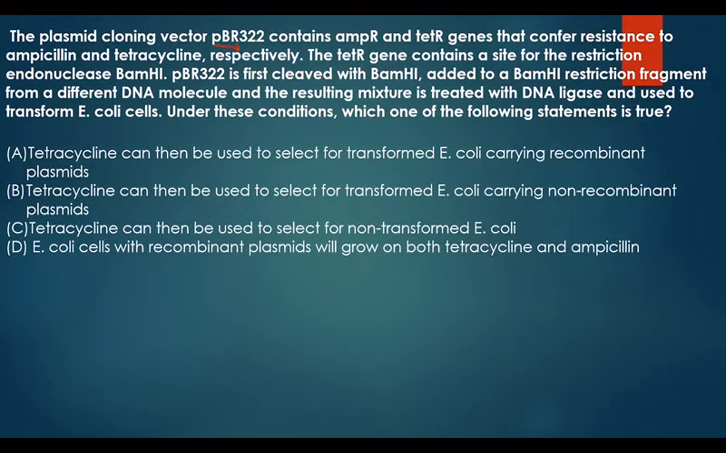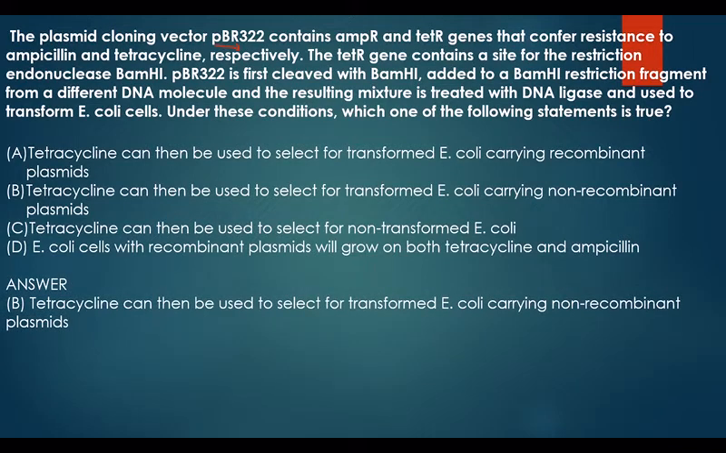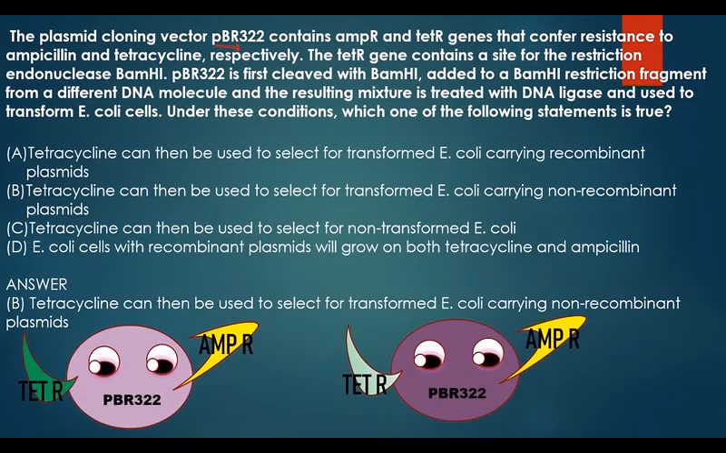So here what happens, the tetracycline gene contains the site for endonuclease BamHI and it is cleaved by BamHI. Then another BamHI restriction fragment from a different DNA molecule is joined using DNA ligase. This means the site is cut and another fragment is introduced and ligated. So when it is cut, tetracycline resistance will be lost by the new transformed plasmid. Okay, and it is used to transform the E. coli cell. Under these conditions, which of the following statements is true?